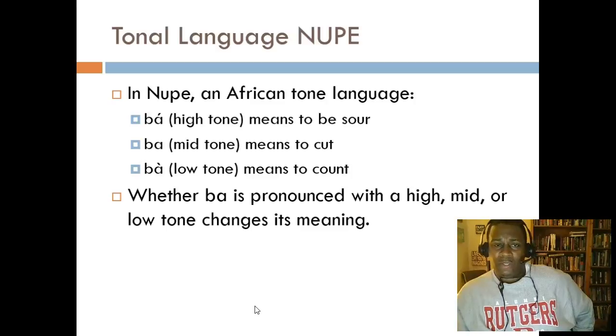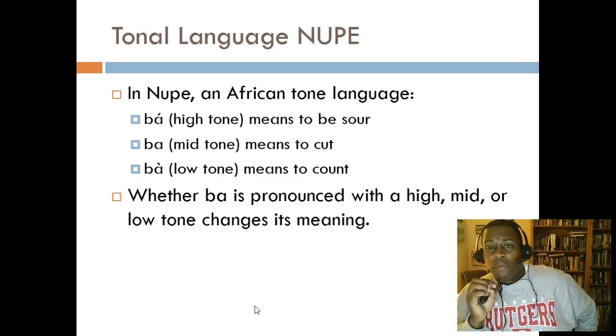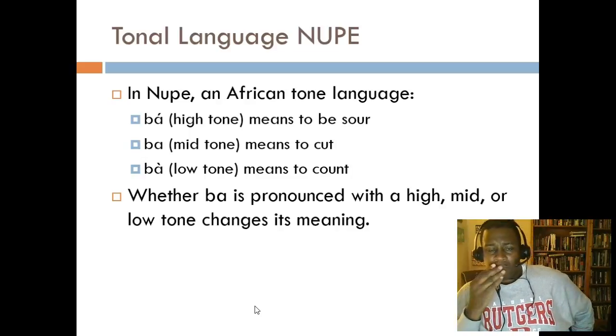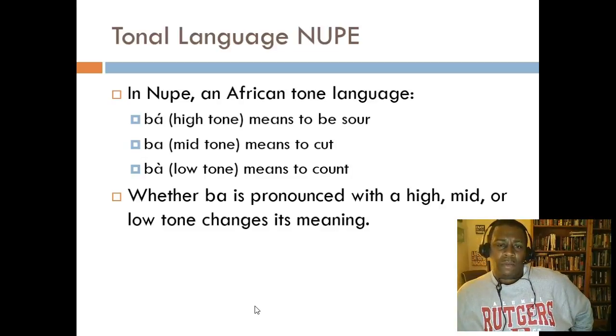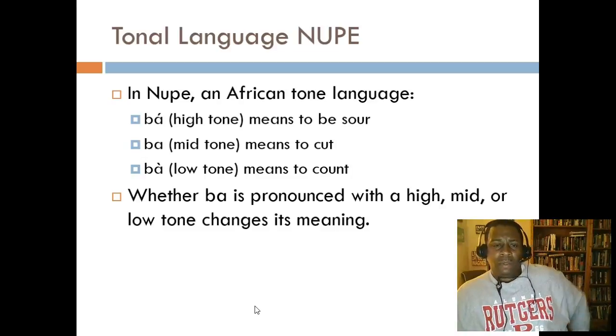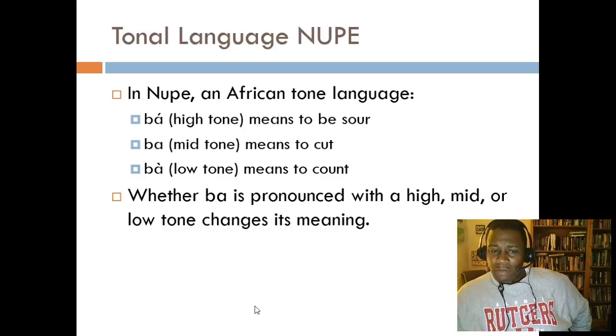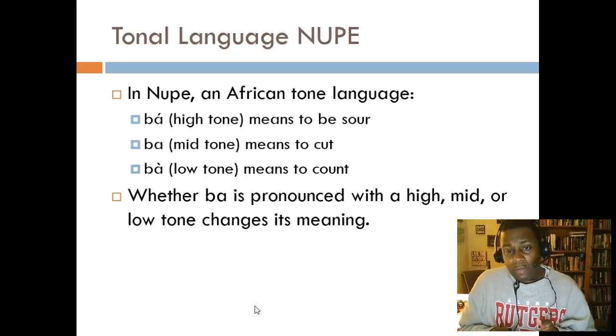We call these tonal languages. And in your book, there's an example of a tonal language, the Nupe, for example, which is an African tonal language. And so here you have 3 words. For me, phonetically, that represents ba. And as you increase the tone, ba, it means to be sour. Yucks. Like lemon. Or ba means to cut. Or ba means to count. And so this one word, ba, whether it is pronounced, in terms of its tone, with the high, mid, or low pitch, changes the meaning.